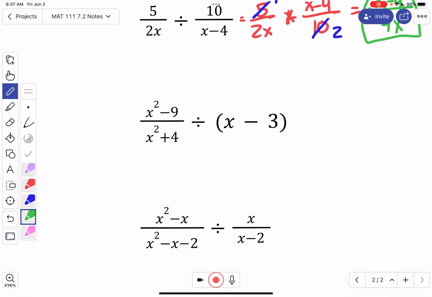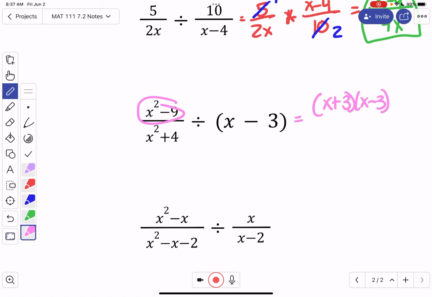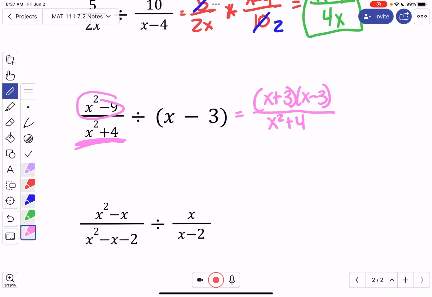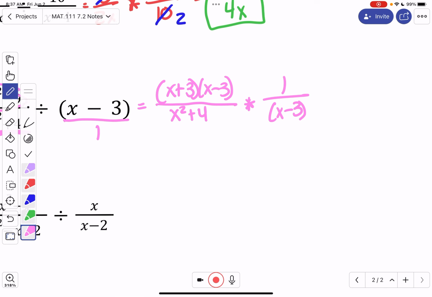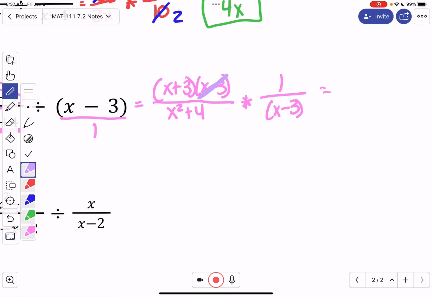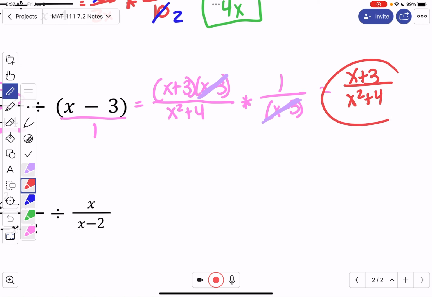Okay, this next one. This is a difference of squares, so we can rewrite it as x plus 3, x minus 3. This one looks the same, but it has a plus, which means we can't factor it. There is no sum of squares shortcut, so we leave it like that. Change the problem to multiplication. And if that was a fraction, it would become 1 over x minus 3. Then we can simplify by canceling out what's the same. On the top, we're left with x plus 3. On the bottom, we're left with x squared plus 4.